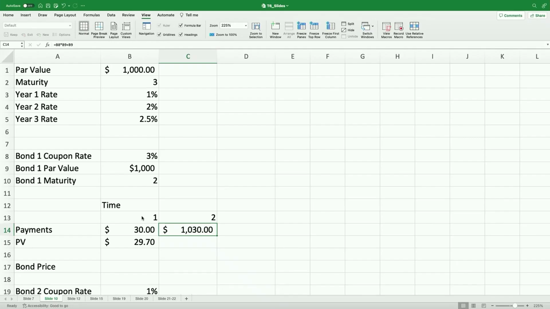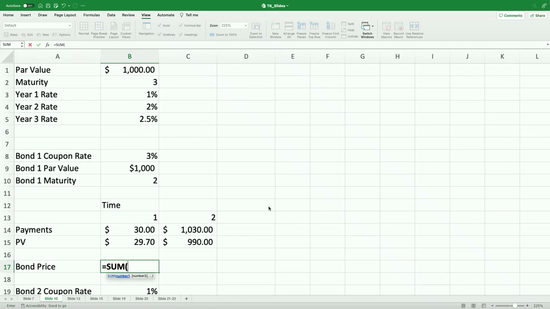This 1,030, which arrives 2 years from now, you guessed it, I'm going to discount it at the 2-year spot rate. Let's go find that. The 2-year spot rate is 2% here. Okay, discount it back 2 periods. It arrives 2 periods from now. I get $9.90. So this bond's price is just the sum of these two present values.